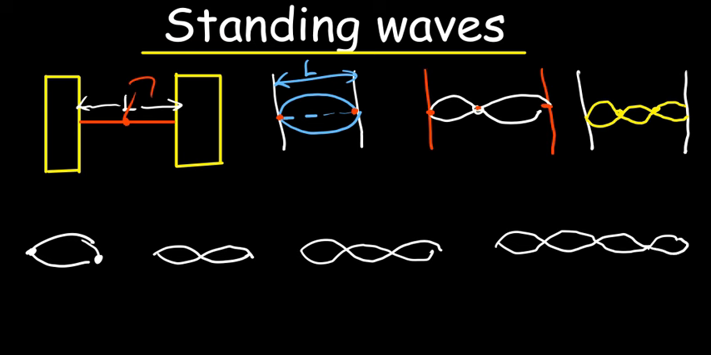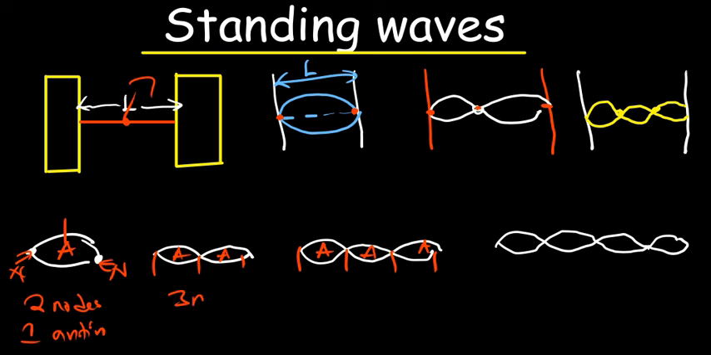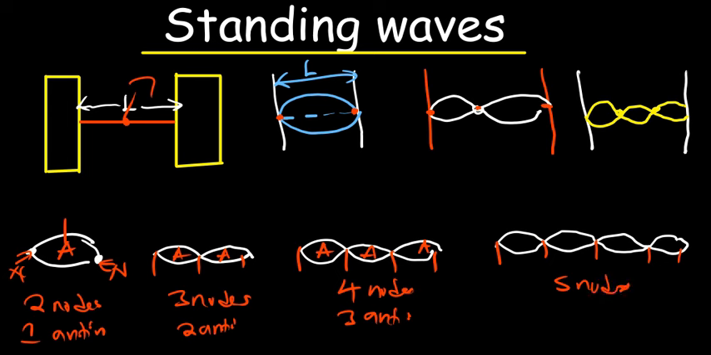So this is a node, this is an antinode. This is an antinode, node. Again, this is an antinode. Then you have a node. So you discover that in the first part here, we have two nodes and one antinode. The second part here, we have three nodes and two antinodes. The third part here, we have four nodes and three antinodes. Then this one, we have 1, 2, 3, 4, 5, five nodes and four antinodes, which is 1, 2, 3, 4 antinodes.